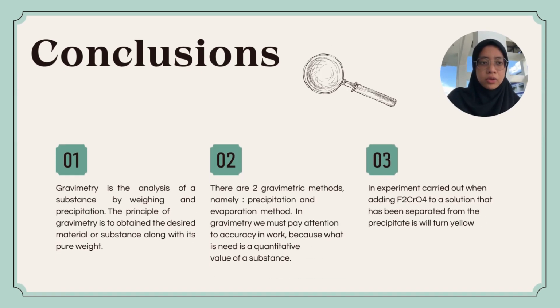In conclusion, gravimetry is the analysis of a substance by weighing and precipitation. The principle of gravimetry is to obtain the desired material or substance along with its pure weight. There are two gravimetric methods, namely the precipitation and evaporation methods. In gravimetry, we must pay attention to accuracy in work because what is needed is a quantitative value of a substance. In this experiment, when adding chromium chloride to a solution that has been separated from the precipitate, it will turn yellow.